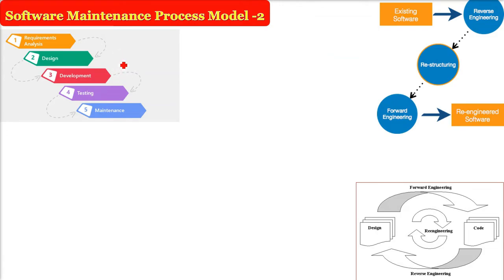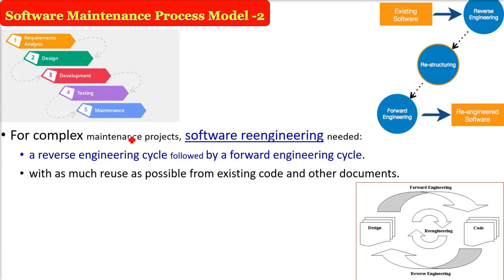In this model, if the software is complex and the maintenance projects are complex, we need to apply software re-engineering. Okay, because the cost to replace the software is very high. So we need to start with a reverse engineering cycle and a forward engineering cycle. Both are combined and called re-engineering. So forward engineering plus reverse engineering is nothing but re-engineering. And here we will use or reuse the existing code and the documents.